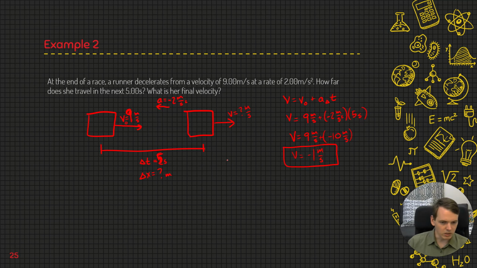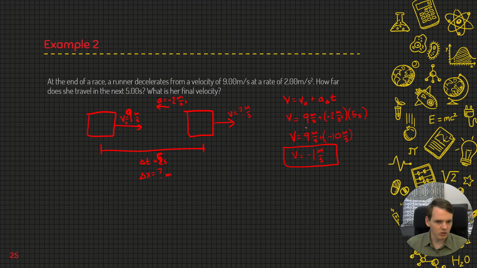So let's check that answer. Does that make sense? Meters per second does. That's good. Magnitude makes sense. 1, that seems reasonable. She was slowing down. It should be lower. But negative 1 seems weird because that would mean she's running backwards.